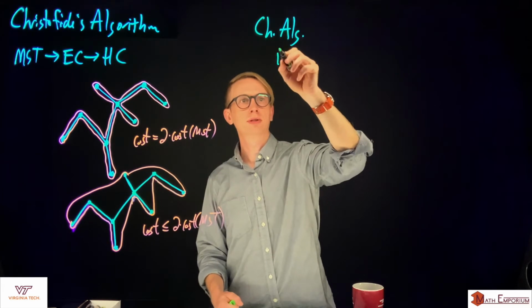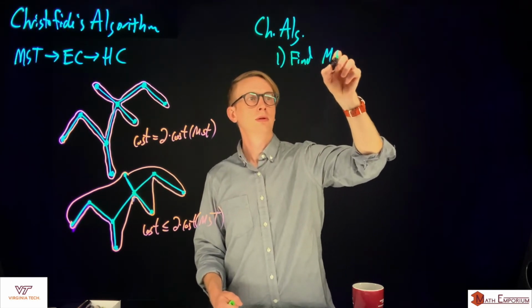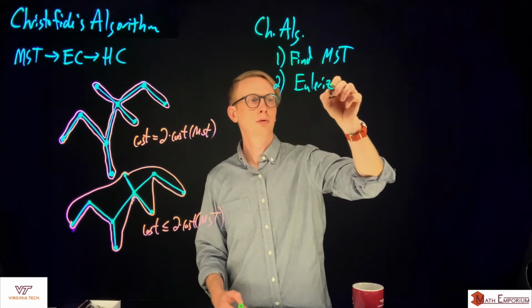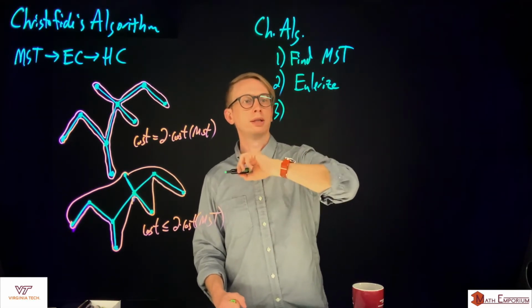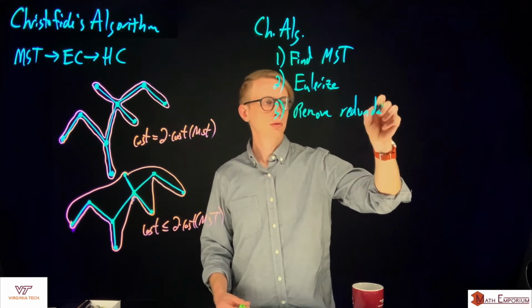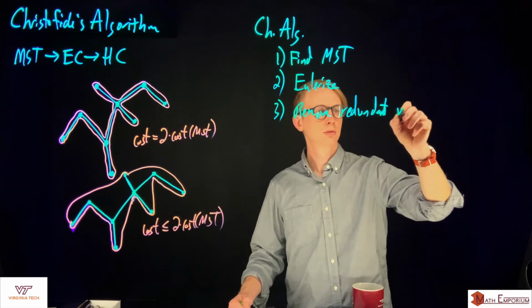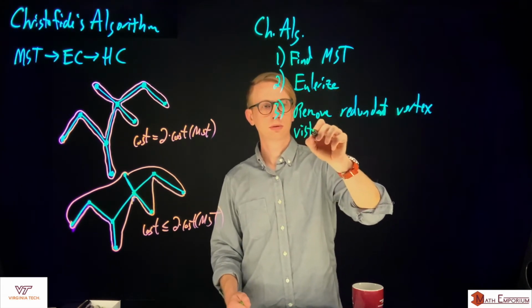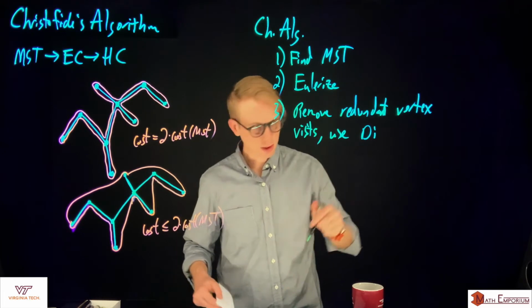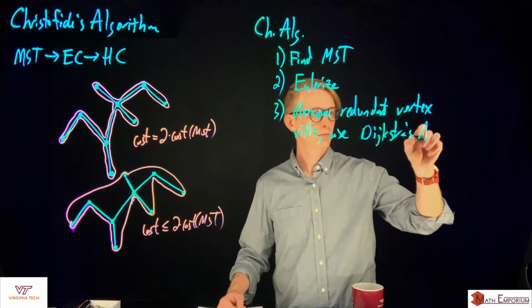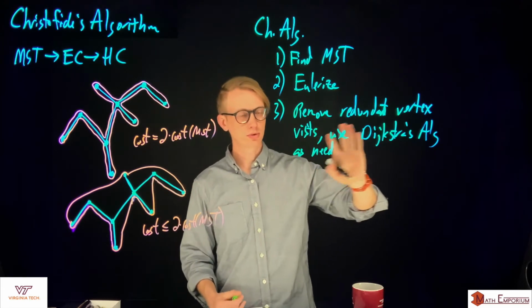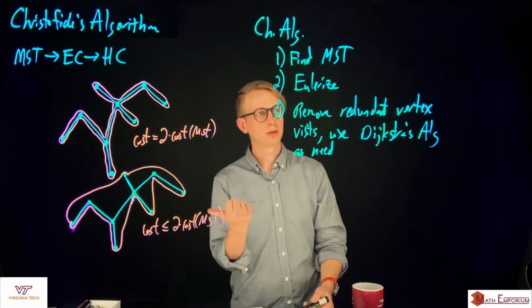Okay, so Christofides' algorithm, its steps: first, you find the MST, minimal spanning tree. 2, Eulerize. Right, lots of options available. And then step 3, remove redundant vertex visits. Use Dijkstra's as needed. Right, so anytime you have to leave the tree to go from one vertex to another, just use Dijkstra's, it's much safer. It will help you honor the triangle inequality.